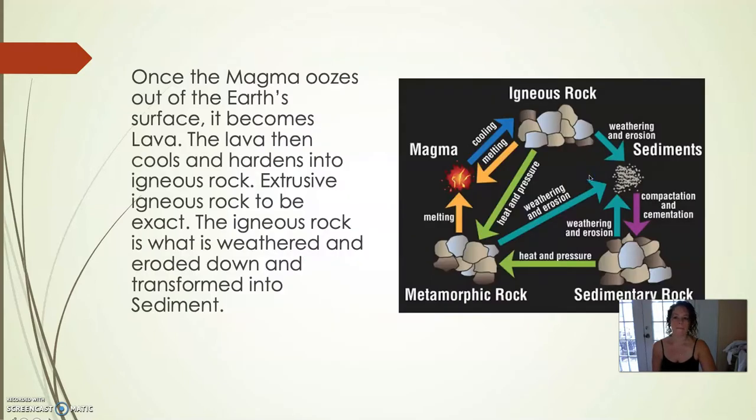Once the magma oozes out of the Earth's surface, it becomes lava. The lava then cools and hardens into igneous rock, extrusive igneous rock to be exact. The igneous rock is what is weathered and eroded down and transformed into sediment.